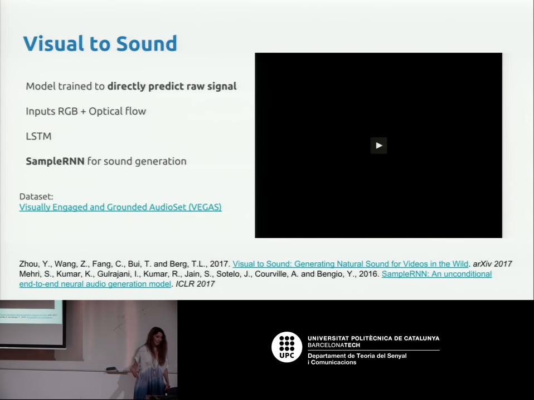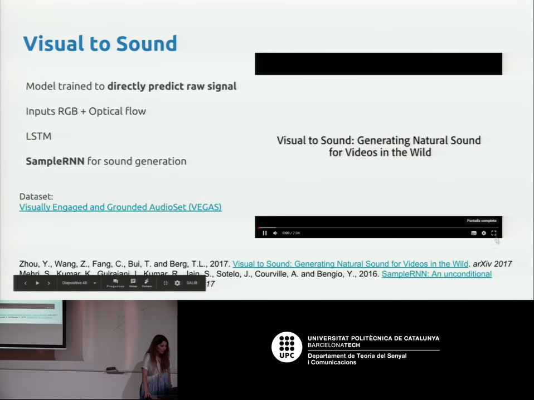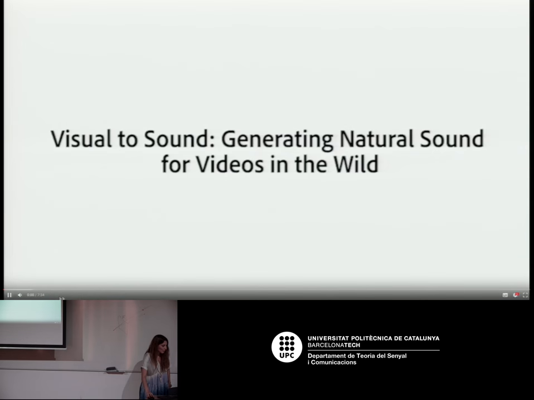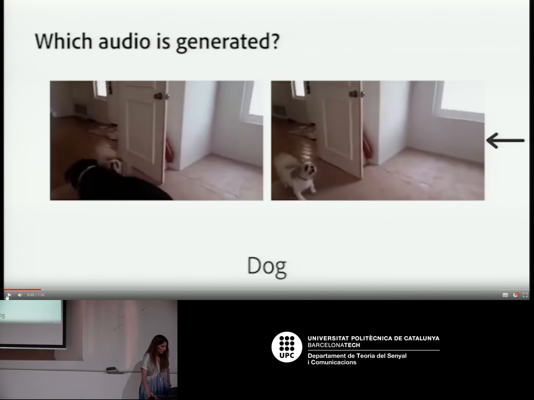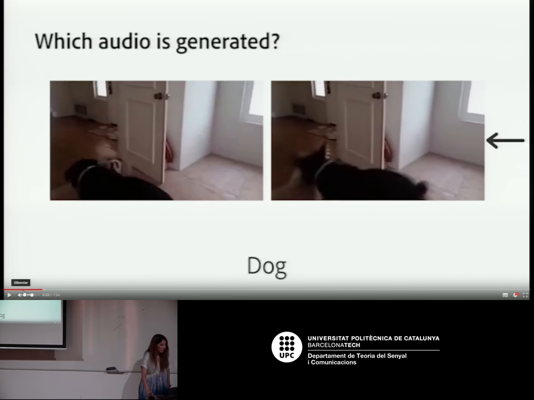And then on this other work, I won't describe in detail. It's the same idea, but they use a better model to represent the video frames, and then a better model to synthesize the sound. And I think it's very cool. What they achieve is very convincing. So they show you two videos with the sound, and then they ask you to guess which is the real one or the fake one.